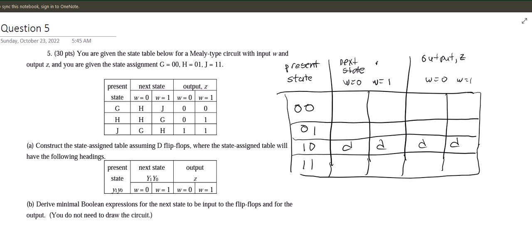the output Z is going to look exactly the same, so we can just copy that, 0, 0, 0, 1, 1, 1. And then everywhere we have an H, we're going to put H is 0, 1. So 0, 1, 0, 1, 0, 1. Everywhere we have a G, we'll put 0, 0, 0, 0, 0, 0. And where we have a J, we'll put 1, 1. So there we go.